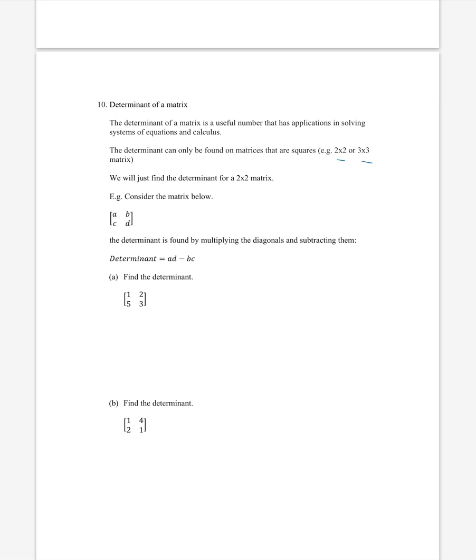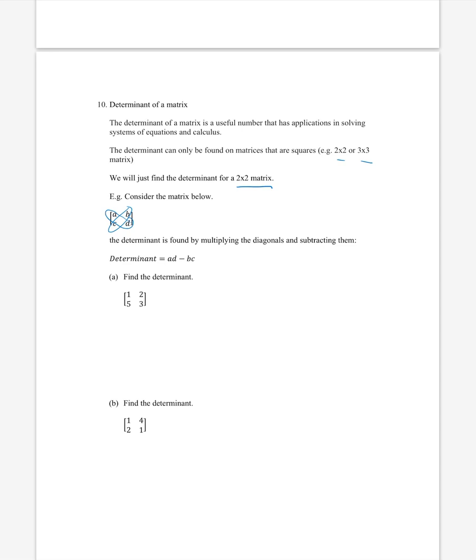So it's got to be a 2 by 2 or a 3 by 3. And we're just going to look at the determinant for a 2 by 2 matrix. So if we think about this matrix here, A, B, C, and D are those 4 positions of the 2 by 2. The determinant is found by multiplying the diagonals and subtracting them. In other words, you do A times D and you subtract B times C.